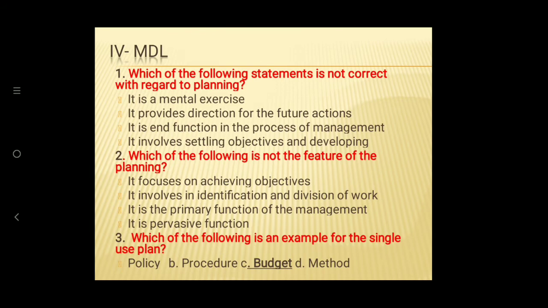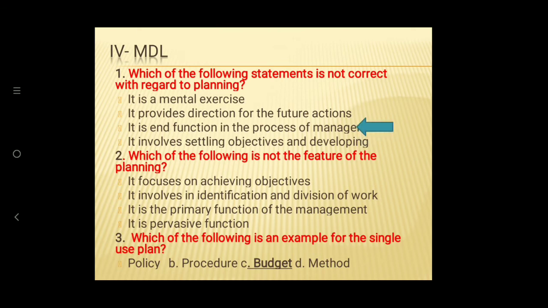Wrong, because the end function in the process of management is controlling, the primary function is planning. Hence, option C is not connected to the planning function, and is the right answer. It is the end function in the process of management. Next, it involves setting of objectives and developing planning premises. Actually, setting of objectives and developing planning premises we discuss in the process of planning. Hence, this is not related to planning. The right answer is option C.